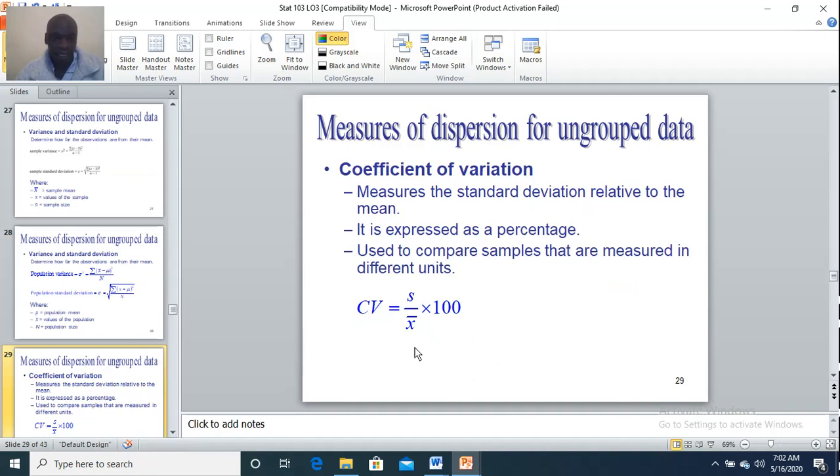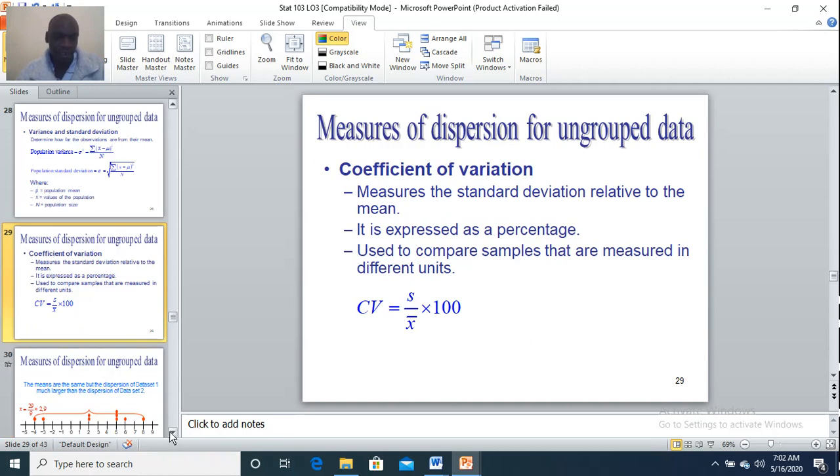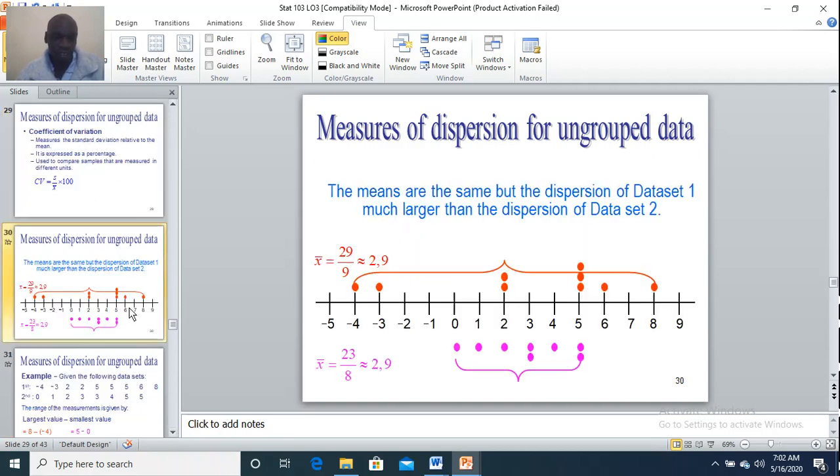After getting our sample standard deviation and the mean, if you divide the standard deviation by the mean and multiply by 100, we get the coefficient of variation. So those are the three.